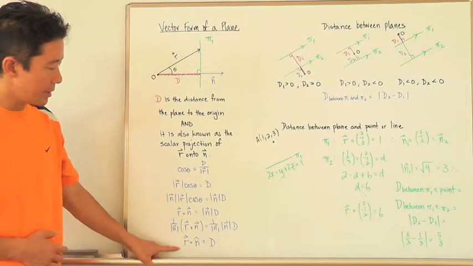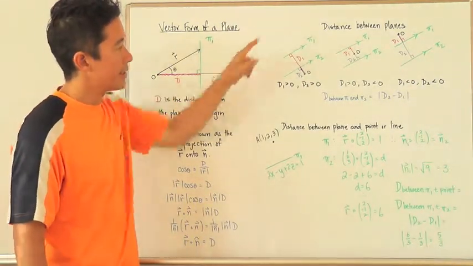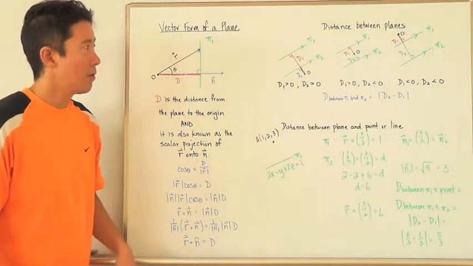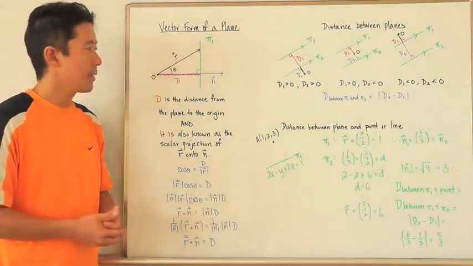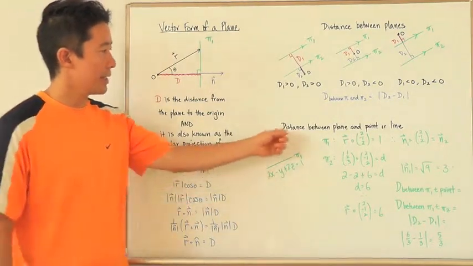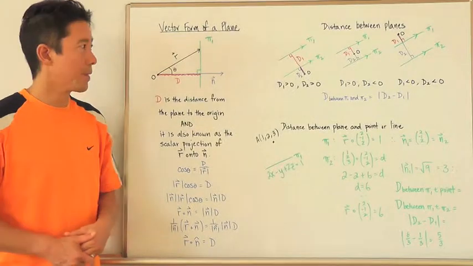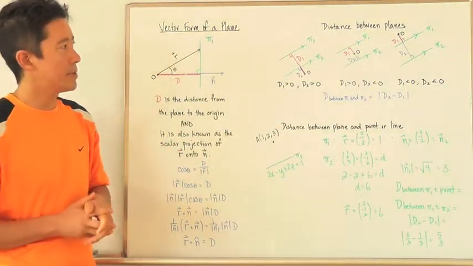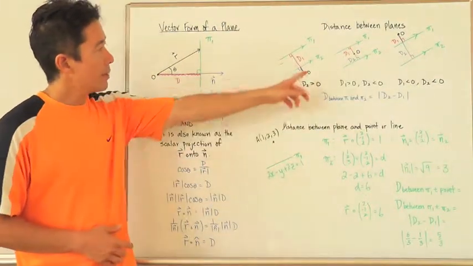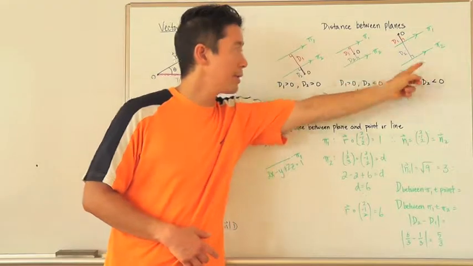Since we're going to be dealing with distances now, let's apply that to two situations. One, we're going to take a look at the distance between two planes. And then we're also going to take a look at the distance between a plane and a point or a line. Now let's get an idea of what's happening with the distance between two planes. What I have here is plane 1 and plane 2.